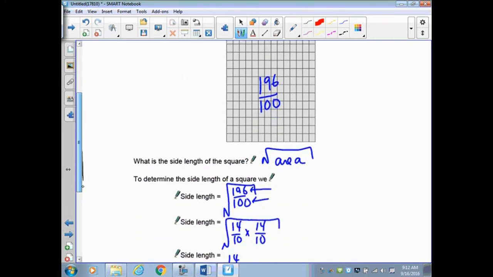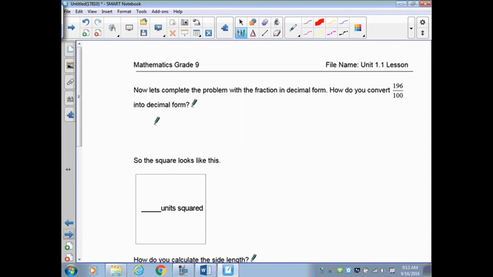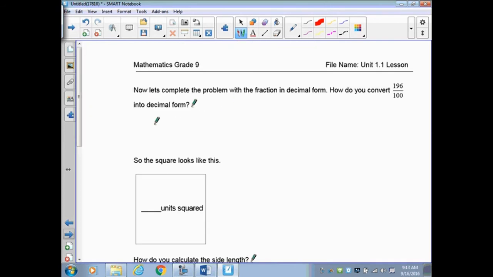196 over 100. It's the same thing if you take a look. The side length is 14 over 10. They're whole numbers, both of them, 14 over 10. And that means that 196 over 100 is also a perfect square. Okay. Now, going down to the next part.